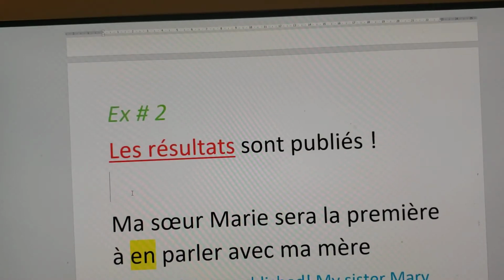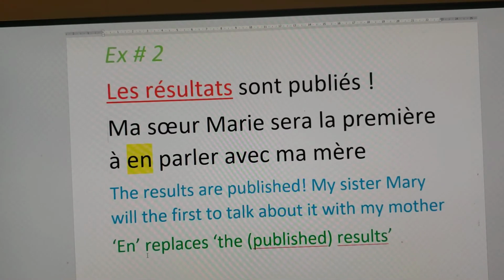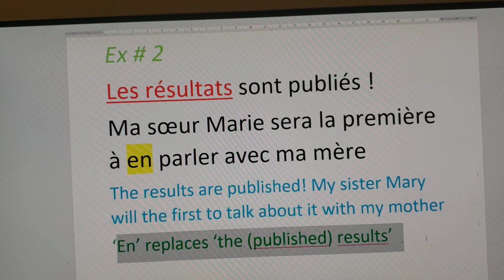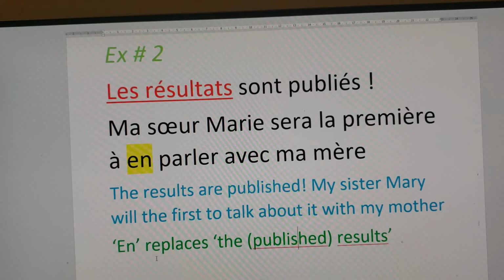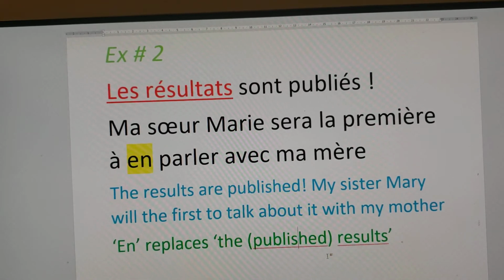Okay, I hope this is once more kind of explanatory as to why we use the word en, right? So in this case, en replaces the published results.